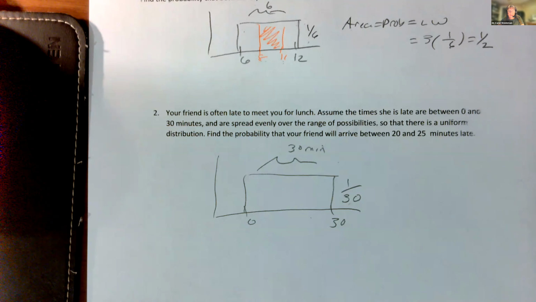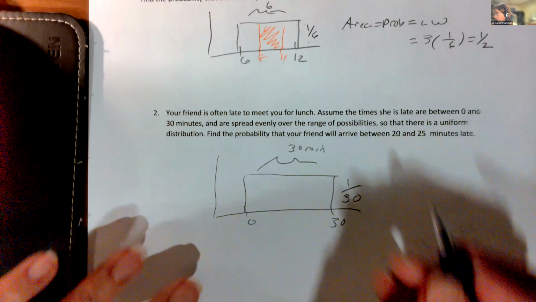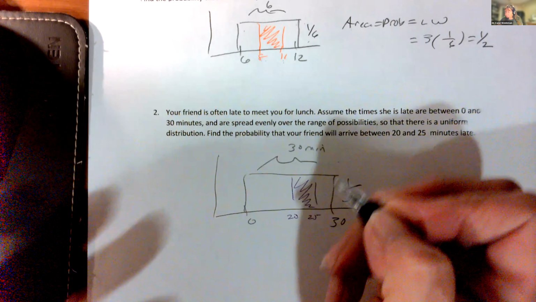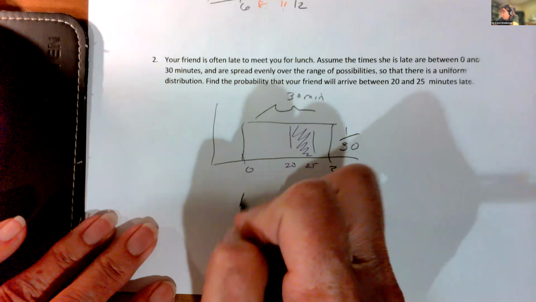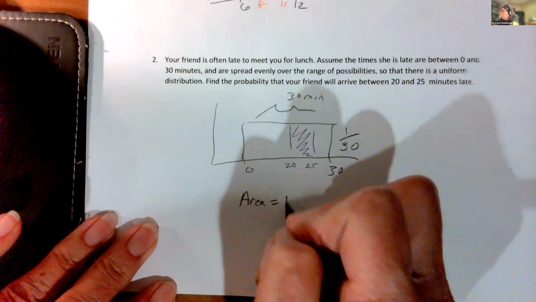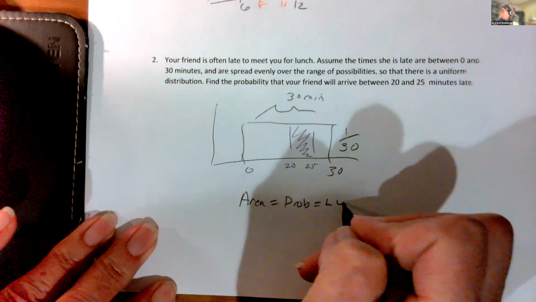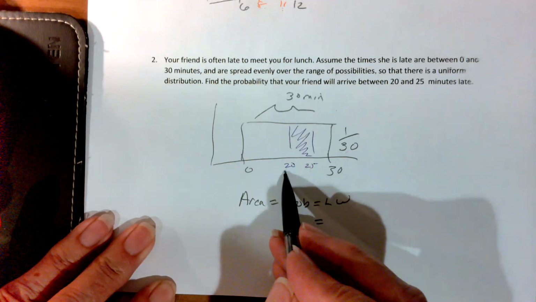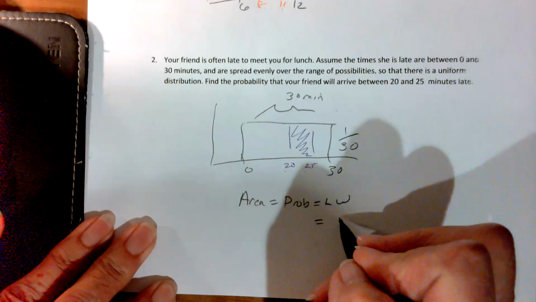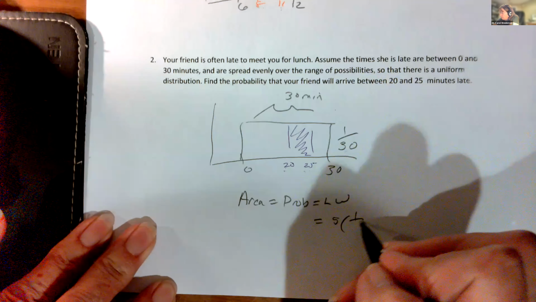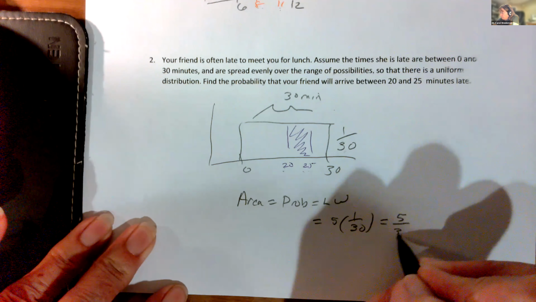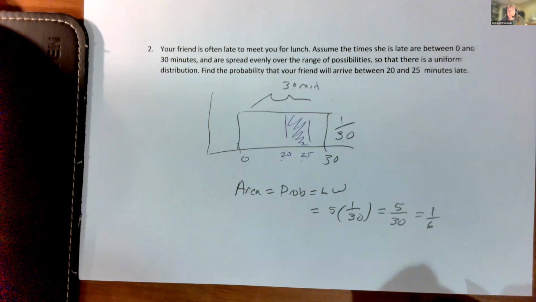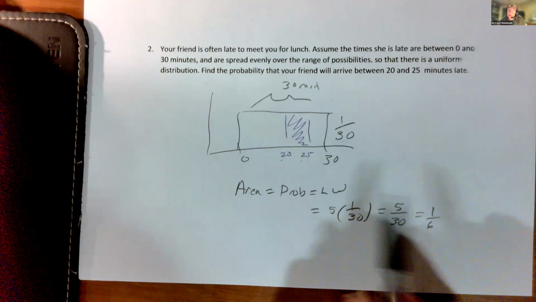All right, we want to find out what's the probability your friend is going to be between 20 and 25 minutes late. Just like we did before, area is equal to the probability, which is equal to length times width. So how many minutes is it from 20 to 25? 5. Yep, 5 minutes. And the height here we said is 1/30. So this becomes 5/30 or 1/6. And you're done.